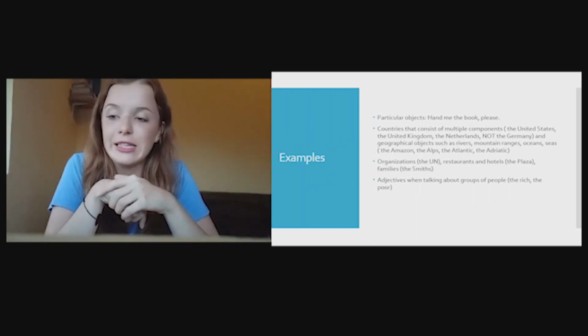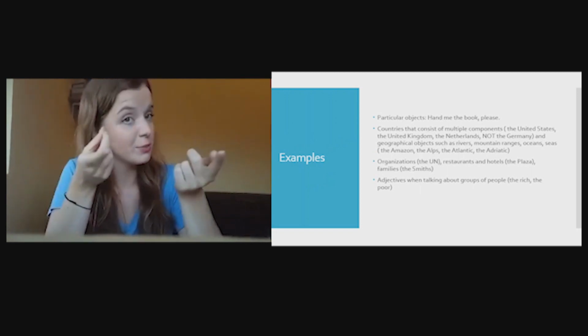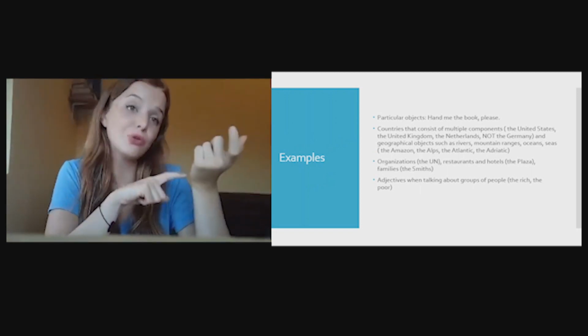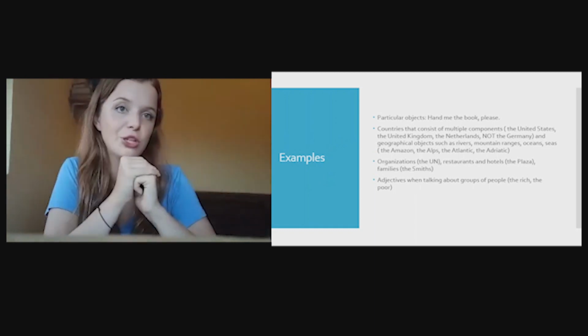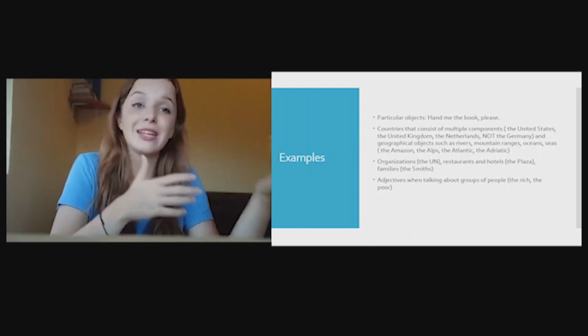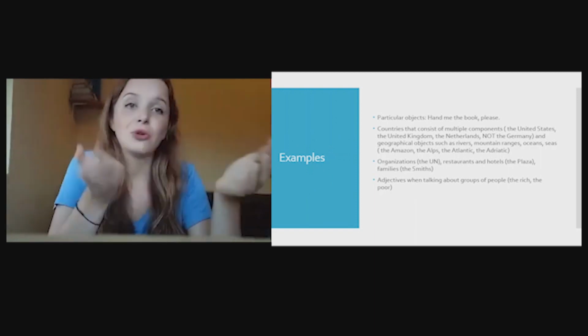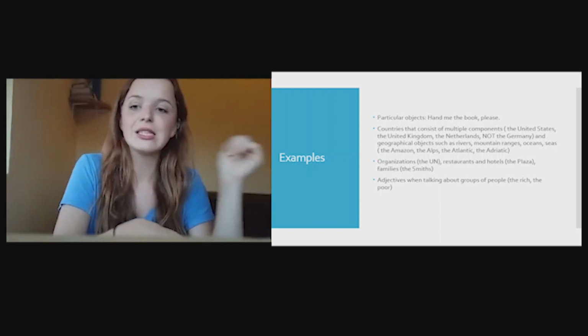Countries that consist of multiple components. So we use it with countries that consist of multiple components or have the plural word or a plural noun in the name of the country, such as the United States or the United Kingdom or the Netherlands. But we do not say, for example, the Germany. We just say the Netherlands.